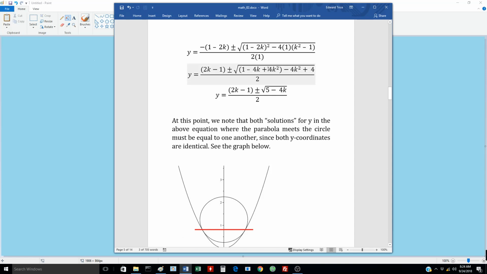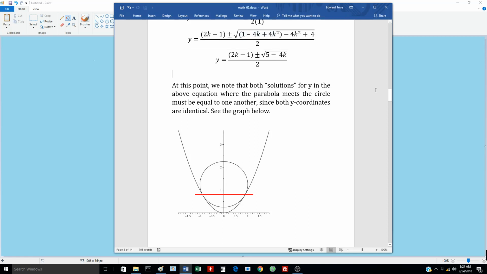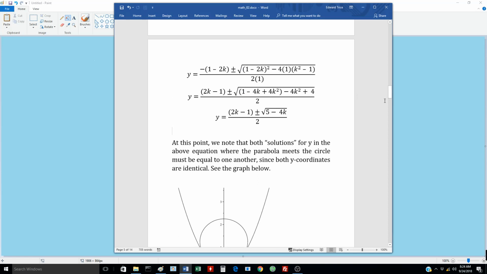thankfully you have a plus 4k squared here and a minus 4k squared. And that leaves you with just 1 plus 4 is 5 minus the 4k here under the radical sign. But once you get to this point, you say, all right, great, what do I got? I have y equals 2k minus 1 plus or minus the square root of 5 minus 4k all over 2. So you got two expressions, both of them involve k.